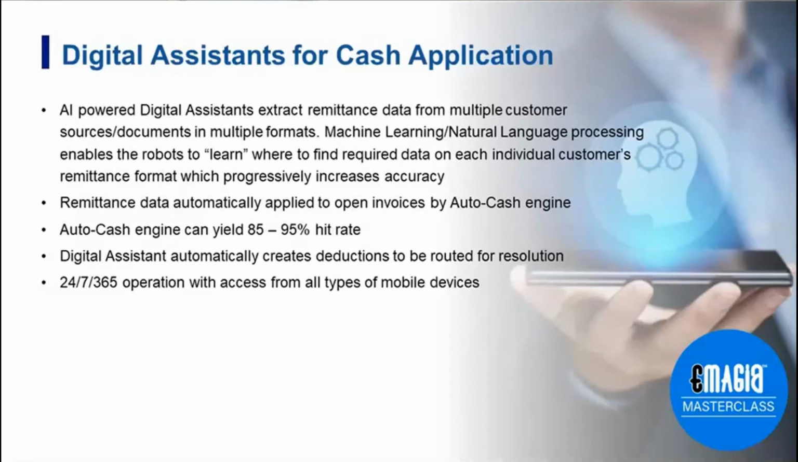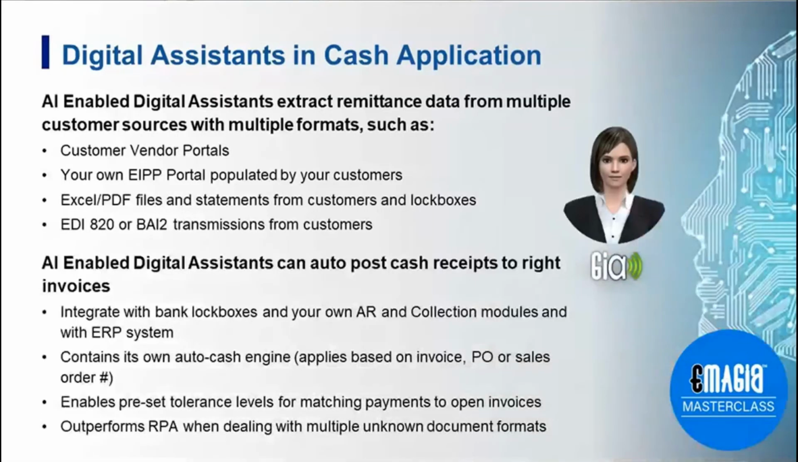Just a little more detail here because it is so important. When we talk about extracting data from multiple sources, well, what are some of those sources? Customer vendor portals. In theory, those portals have everything you need to know about the status of your invoice and the ones that have been paid. Your own EIPP portal: the customer goes in, says, I want to pay these invoices, makes the payment, and inputs the remit data. What invoices are they paying?